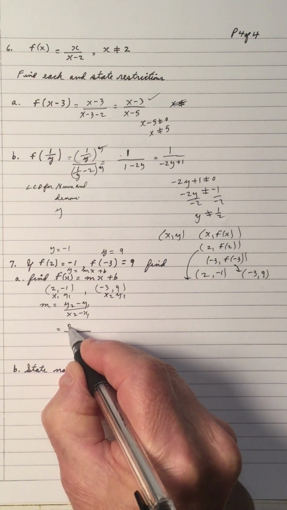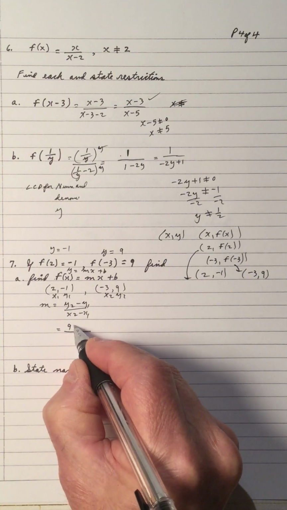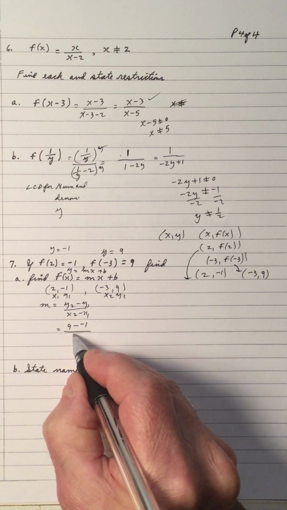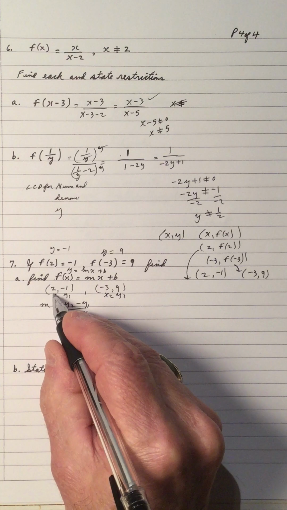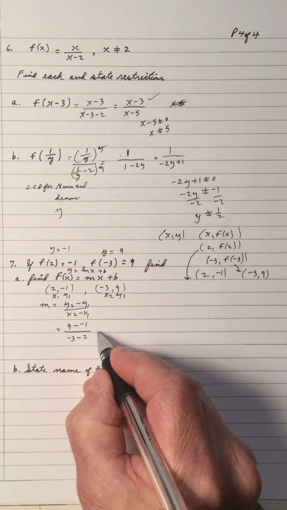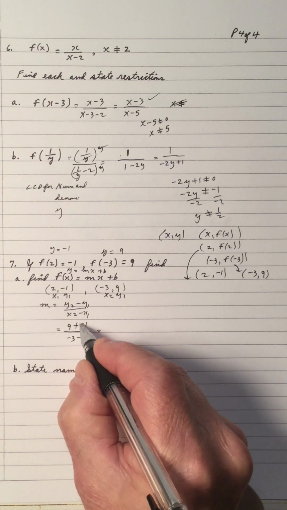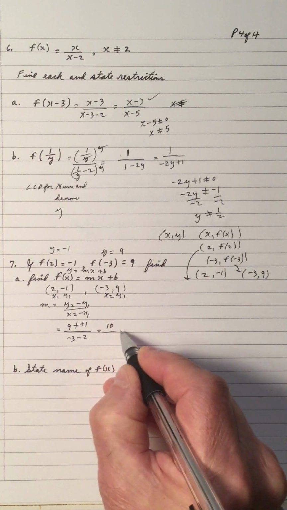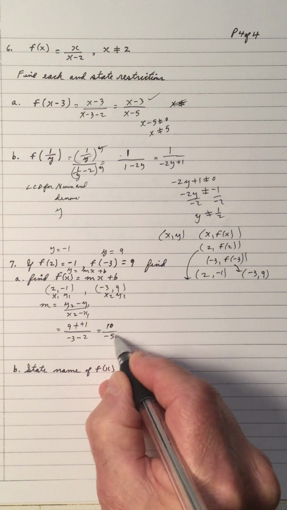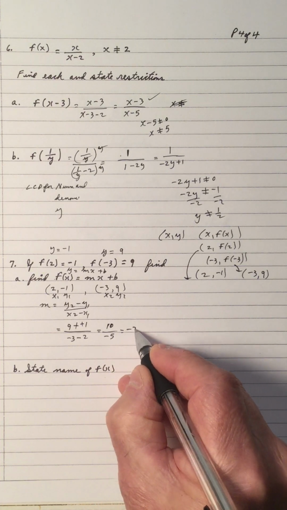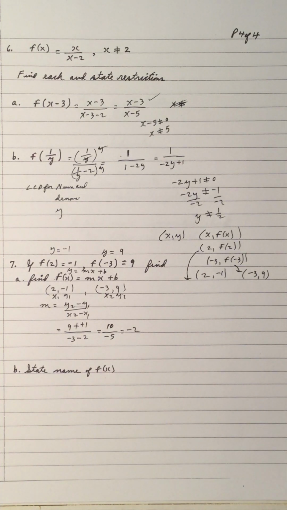So y2 is 9 minus negative 1. x2 is negative 3 minus x1, which is 2. So that gives us, double negative is a positive, so that's 10. And negative 3 minus 2 is negative 5. 10 divided by negative 5 is negative 2, so the slope is negative 2.